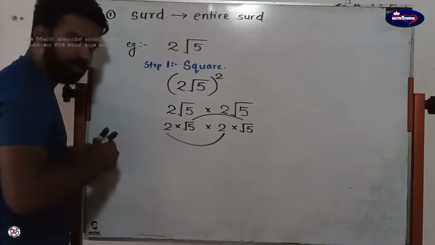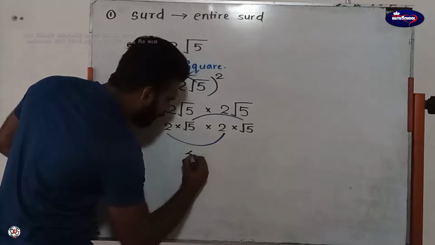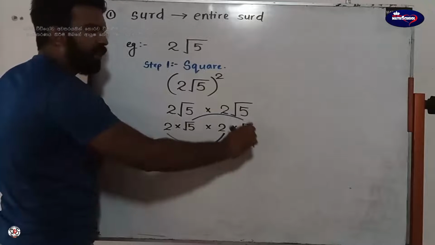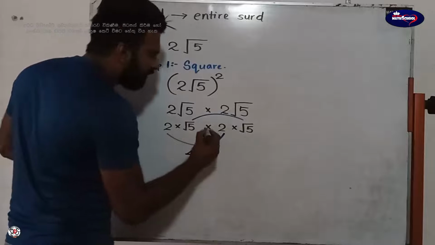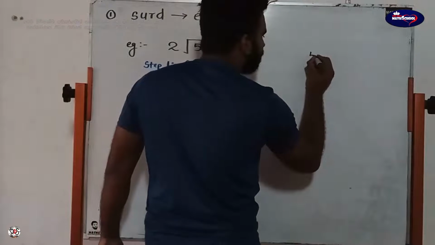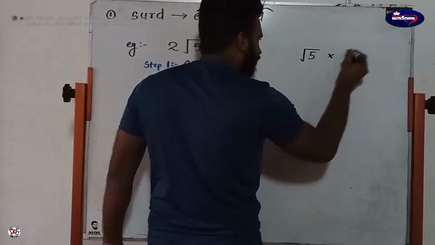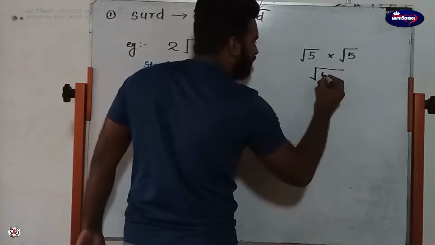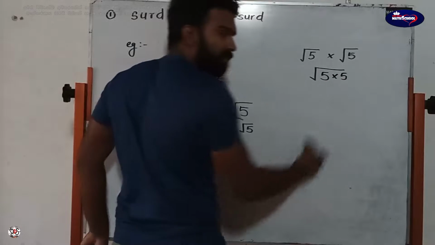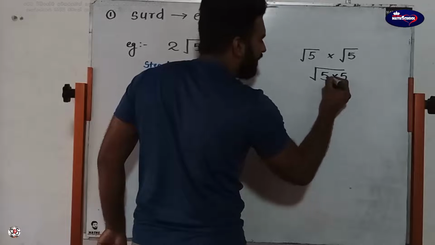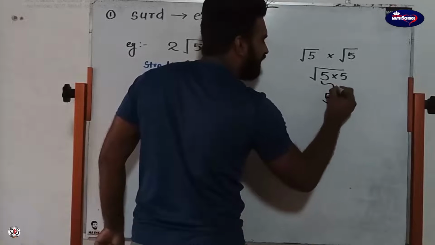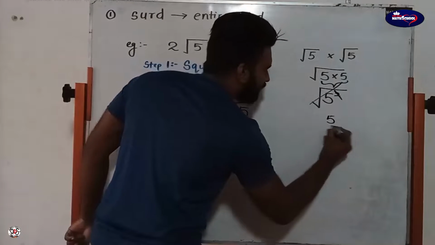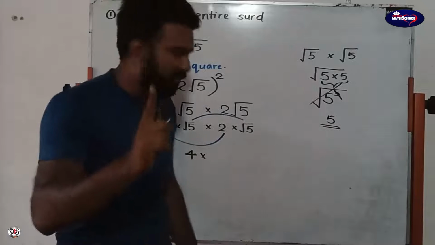2 into 2, you will obtain as 4, right? Into square root of 5 into square root of 5. My dear, square root of 5 into square root of 5 means 5 into 5, the square root is common for both. 5 into 5 means 5 to the power 2. Square root of that means the square and the square root will be gone and the answer will be 5. So keep that in your mind, right?